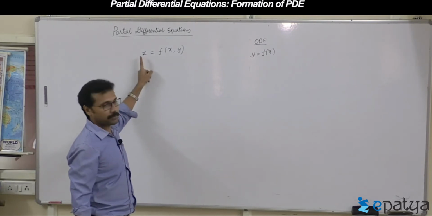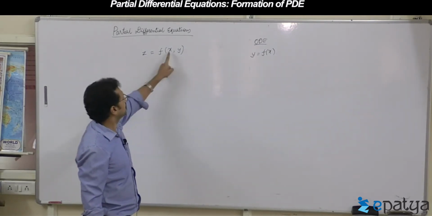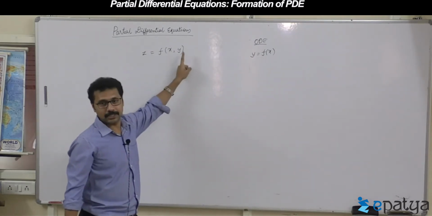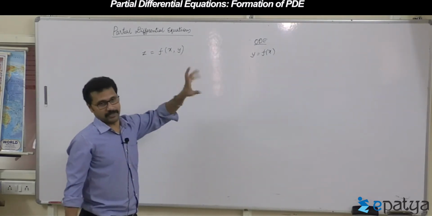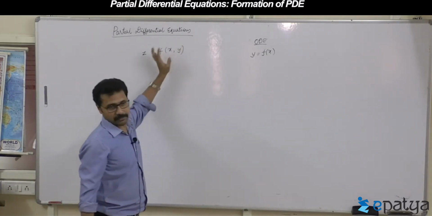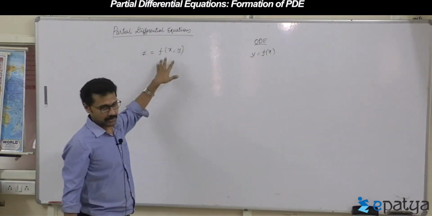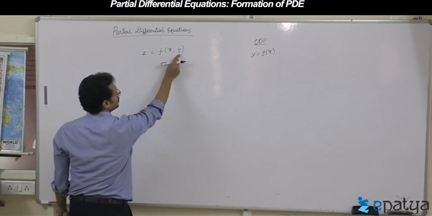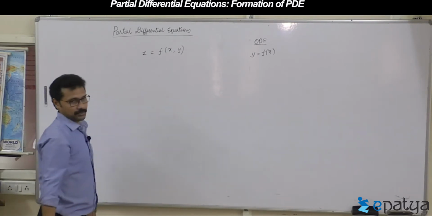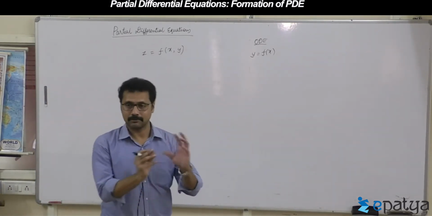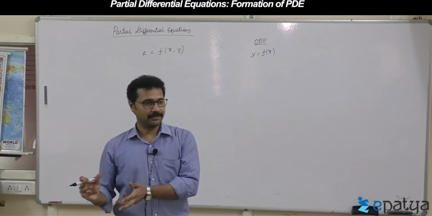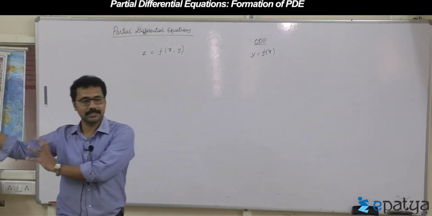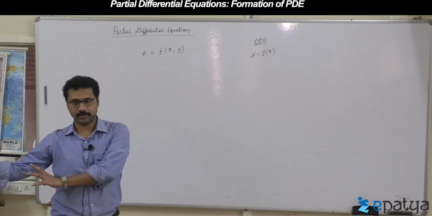The value of the dependent variable depends upon changes in x, and also on changes in y. Of course, it also depends upon how you define f, but that's a different story altogether. Whenever x changes, z changes. Whenever y changes, z also changes. And sometimes x also changes and y also changes, and then there will be some total change in z, which would be dz.